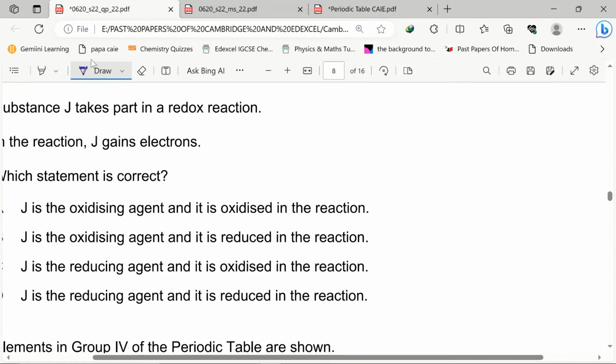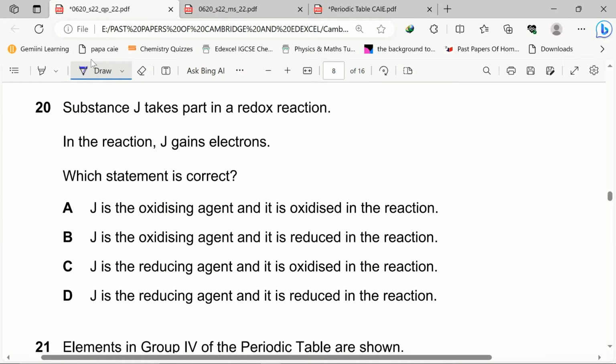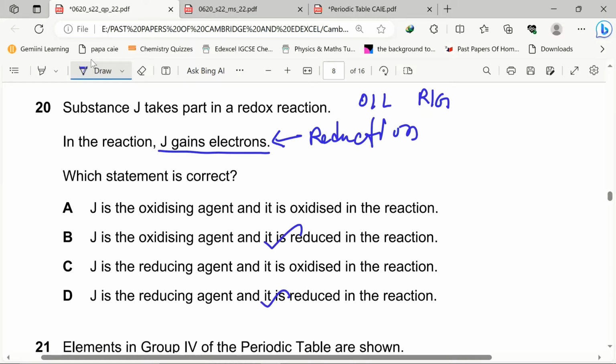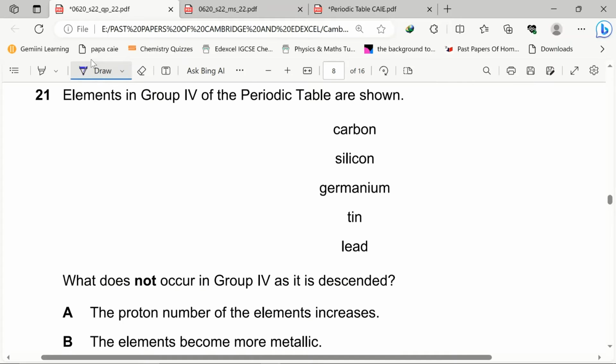So question number 20, substance J takes part in a redox reaction. In the reaction, J gains electrons. Oxidation is loss of electrons and reduction is gain of electrons. So gain of electrons is reduction. This statement is correct. It is reduced is correct, and the thing which is reduced cannot be the reducing agent, it is definitely the oxidizing agent. So J is reduced, so it is the oxidizing agent. So B is the only correct answer. Number 21.